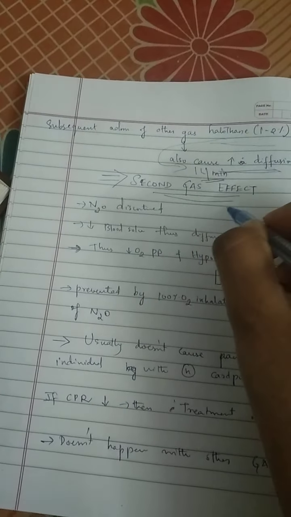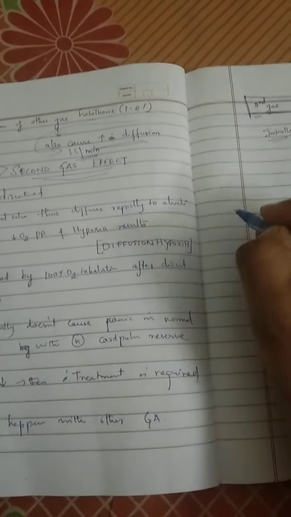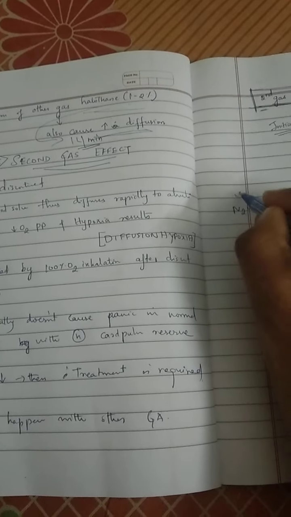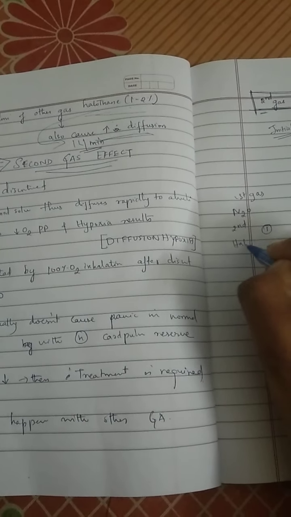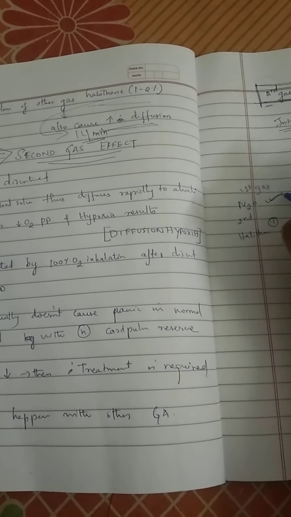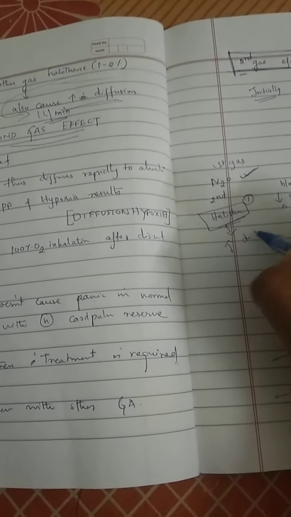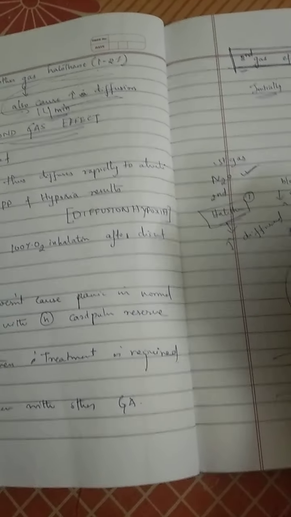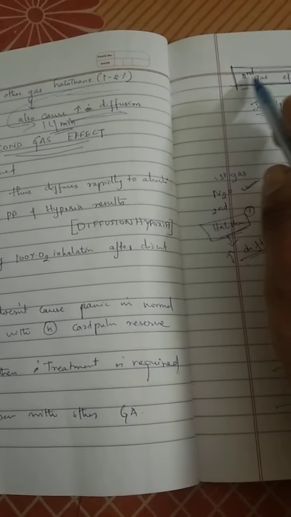What does that mean, second gas effect? The first gas is the nitrous oxide, first gas. Second gas is halothane. Because of the effect of the first gas, the second gas is also increasingly diffused, right? So this is called the second gas effect.